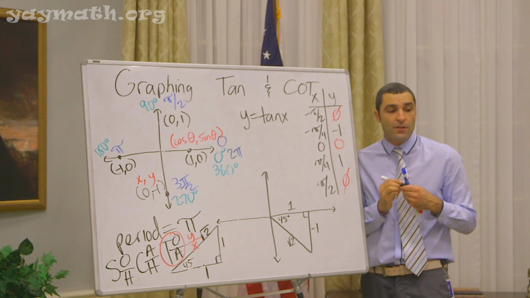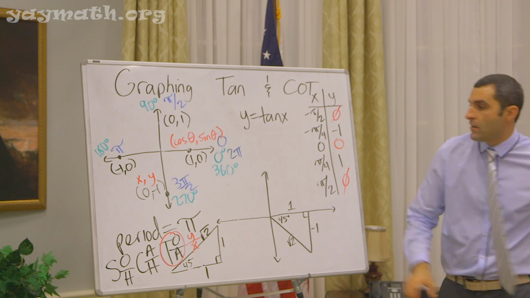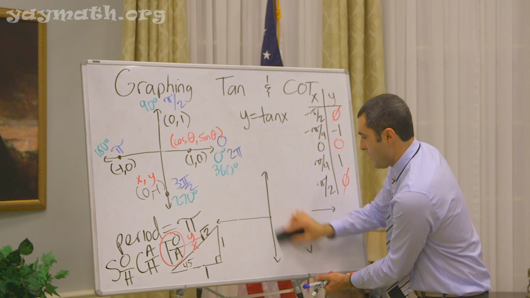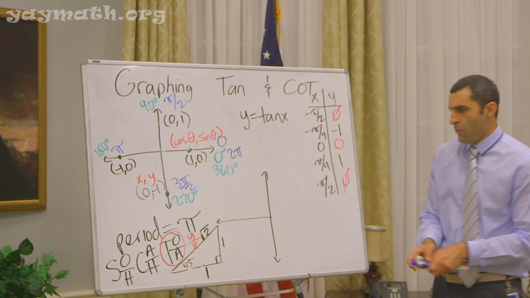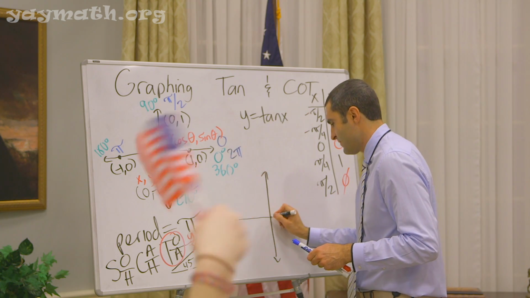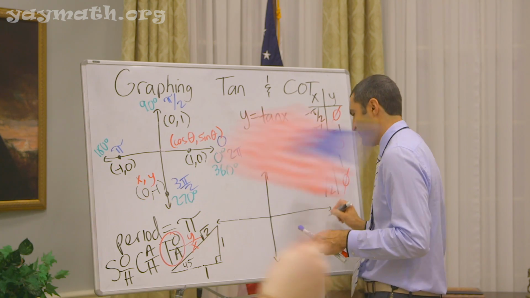Let's graph them and then we're done with tangent. Woo. Yeah, that deserved a woo. Let me get my flag. Raise the oval roof. Here's the oval roof.